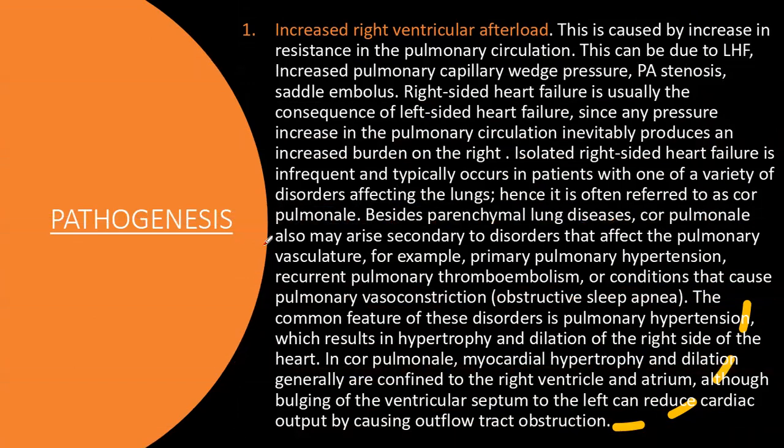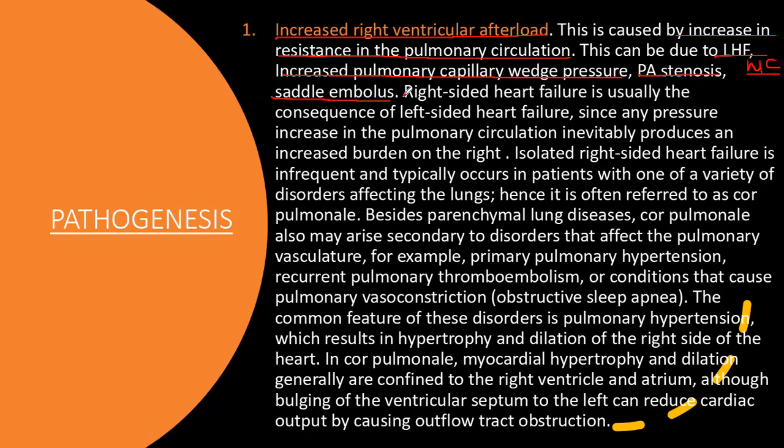Now, pathogenesis. The first mechanism is increased right ventricular afterload. This afterload might be caused by an increase in the resistance in the pulmonary circulation. Now, what can cause that? It can be due to left-sided heart failure, and this is the most common cause of right-sided heart failure. It can also be due to increased pulmonary capillary wedge pressure, pulmonary artery stenosis, and a saddle embolus.